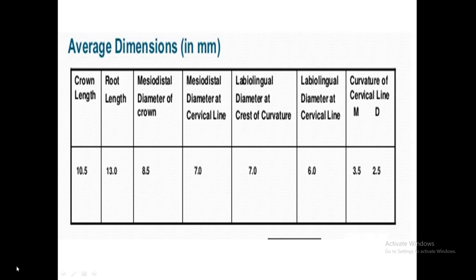Let us see the average dimensions of the central incisor. The crown length is generally 10.5 mm, whereas the root length is 13 mm. The mesodistal diameter of the crown is 8.5 mm, whereas the mesodistal diameter at the cervical line is 7 mm. The labiolingual diameter at the crest of curvature is 7 mm. The labiolingual diameter at the cervical line is 6 mm. The curvature of the cervical line on the mesial and the distal aspect is 3.5 and 2.5 respectively.